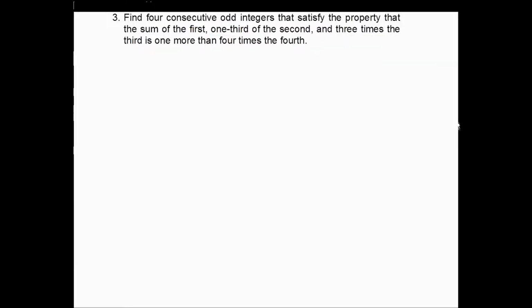Number 3. Let's find 4 consecutive odd integers that satisfy the property that the sum of the first, 1/3 of the second, and 3 times the third is 1 more than 4 times the fourth. So I want 4 consecutive odd integers that satisfy the property that the sum of the first, 1/3 of the second, and 3 times the third is 1 more than 4 times the fourth.